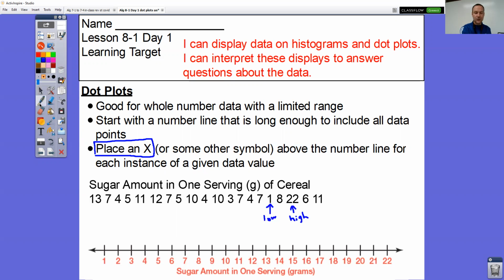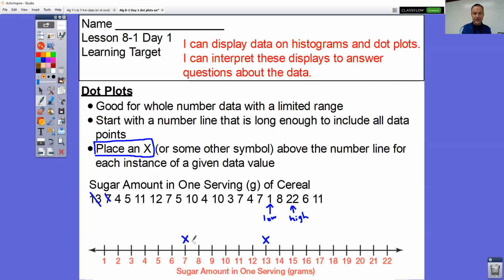Now, all that I need to do, this is not very difficult. Don't make it harder than it is. Just take a look at what you have and organize your data. So we have a 13. Since we have a 13, what I'm going to do is I'm going to put an X right above the 13. Then I have a 7. I'm going to put an X right above the 7.